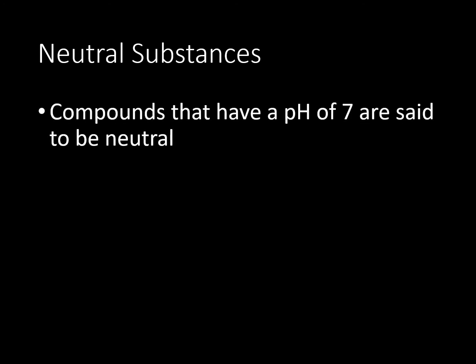Now you'll notice that when I was going over the pH values for acids and bases, I skipped over the number 7. 7 is a neutral compound. This means that they produce equal numbers of hydrogen and hydroxide ions.